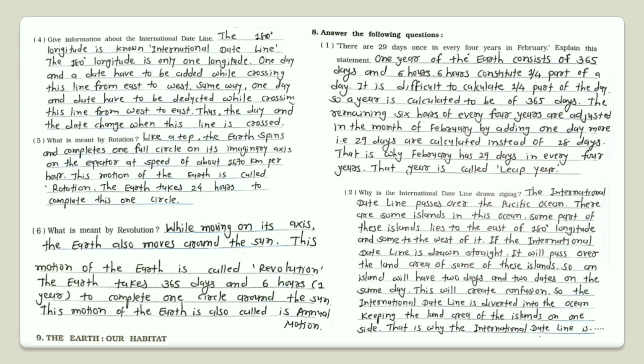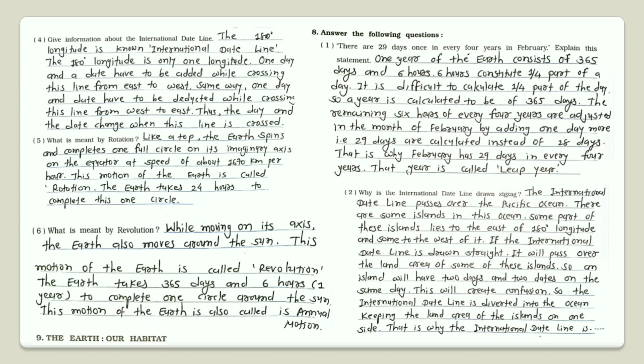Question number 8. Answer the following question. First, there are 29 days once in every 4 years in February. Explain this statement. So, 1 year of the Earth consists of 365 days and 6 hours. 6 hours constitute one fourth part of a day. It is difficult to calculate one fourth part of the day. So, a year is calculated to be of 365 days. The remaining 6 hours of every 4 years are adjusted in the month of February by adding one day more. That is to say, 29 days are calculated instead of 28 days. That is why February has 29 days in every 4 years. That year is called leap year.